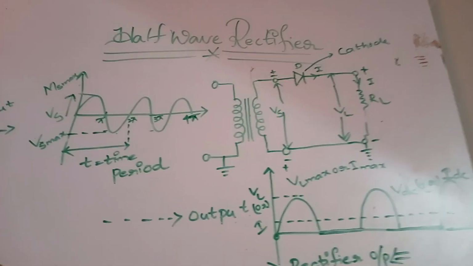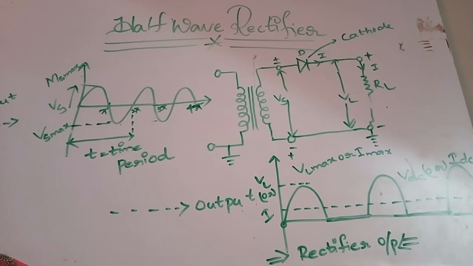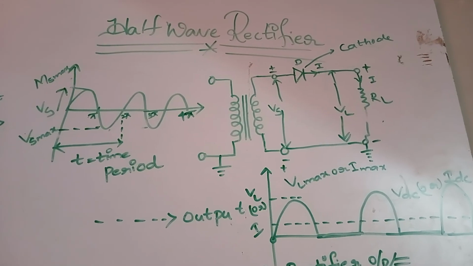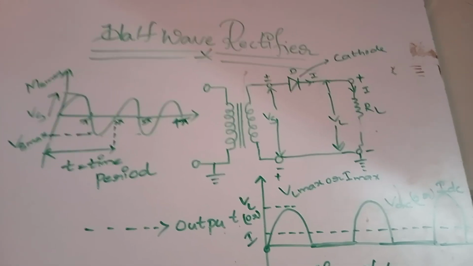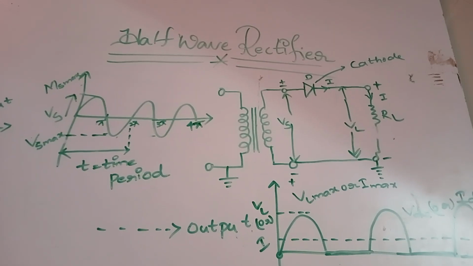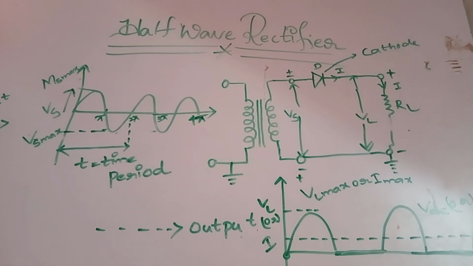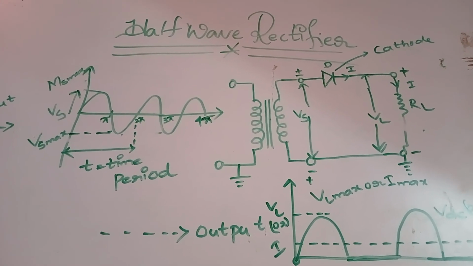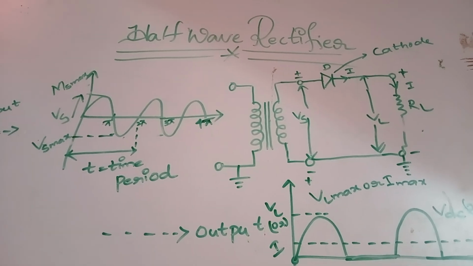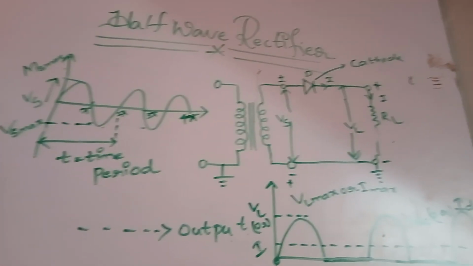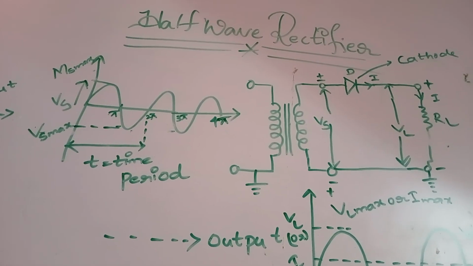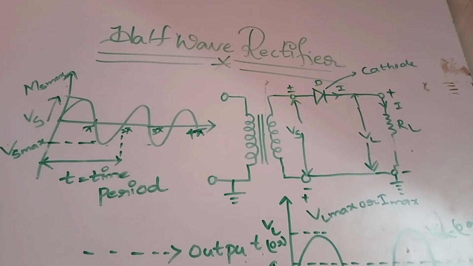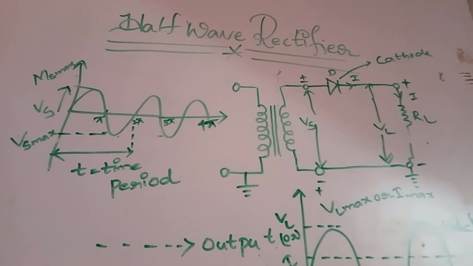Hello everyone. In the previous video, I uploaded about the rectifier concept. In that video, you got a clear idea of where we are using the rectifier concept in electronic devices. We have seen that a rectifier is an electronic device which converts AC current to DC. The process of converting AC to DC is known as the rectification process.